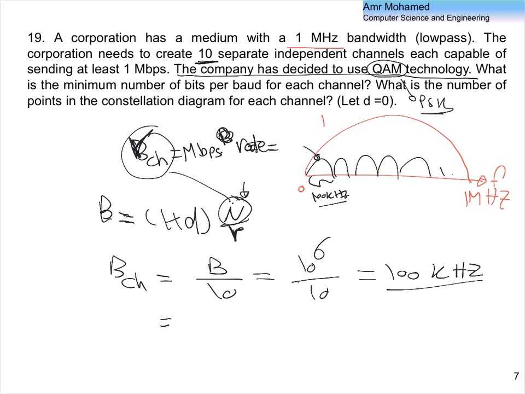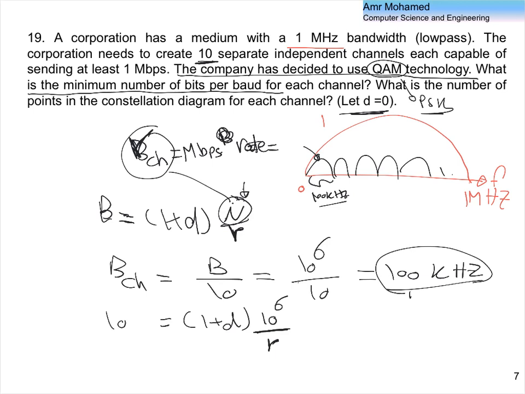Okay? So this bandwidth per channel, which is 100 kilohertz, equals 1 plus d, and d here is 0, times N, which in that case is 10 to the power 6, over R. We don't know R. Actually, R is the unknown here. So the question here asks for the minimum number of bits per baud, or bits per symbol. This is actually R. So we need to calculate R based on the fact that we need each channel to support 1 megabits per second. So the bandwidth for each channel is 100 kilohertz, and we need this to support 1 megabits per second. So what is R? This is zero, of course. So R is 10.